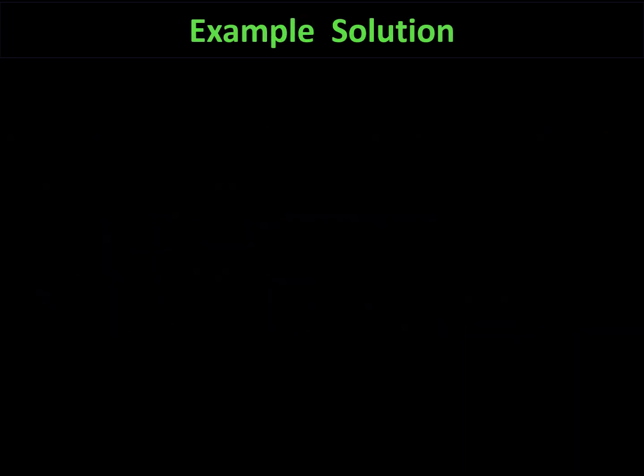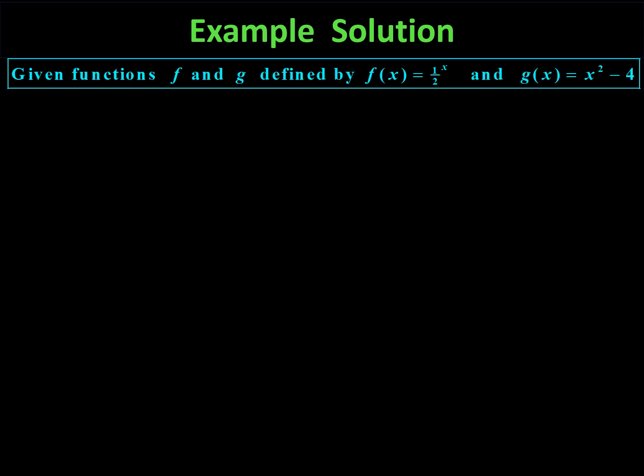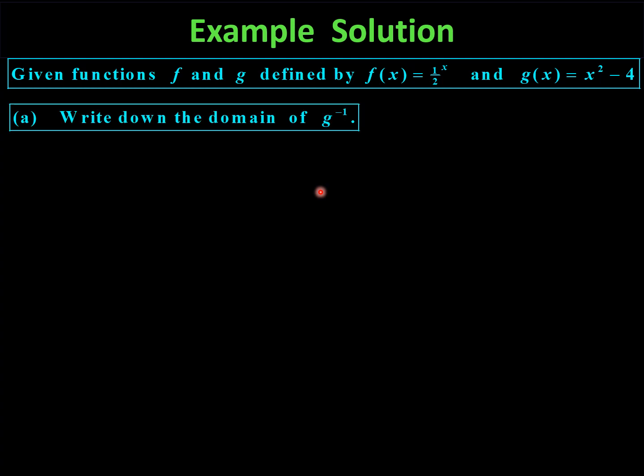individually. Let's start with the first one. Let's look at the first one here. So just copy the defining equations down so we don't have to refer back to the previous slide. This should not be complicated. Write down the domain of the inverse of g. So we don't want the domain of g, but of its inverse.